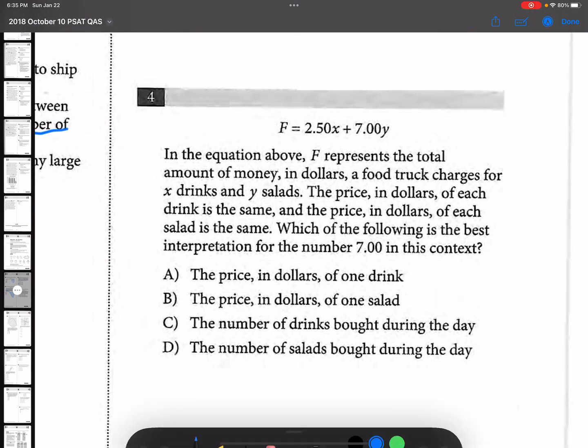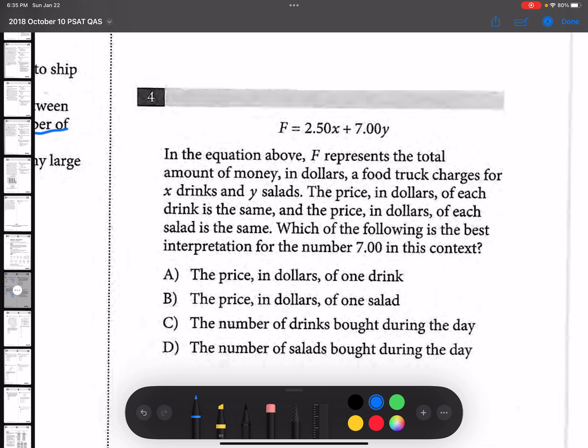The equation above, F represents total number x and y. So we're asked what 7 is. So because y is the amount of salads, that means that 7 is the price for one salad. So our answer is B.